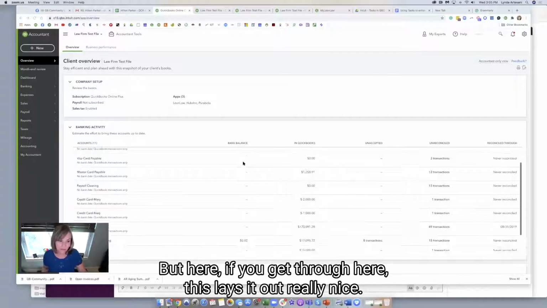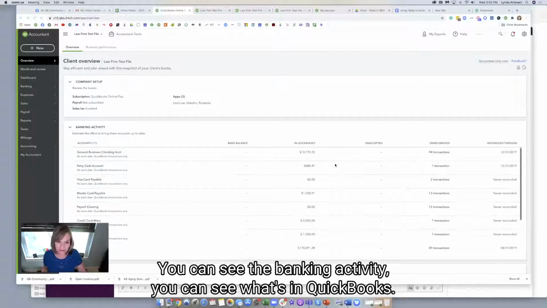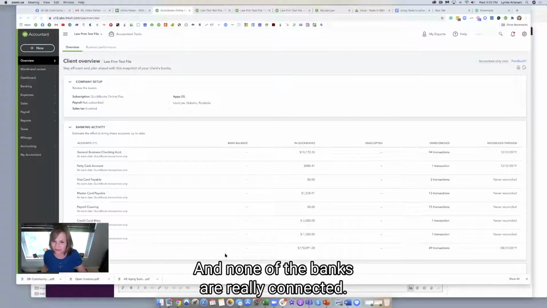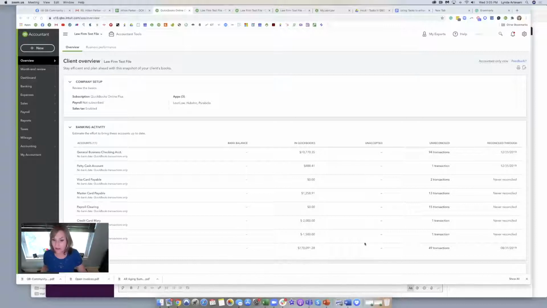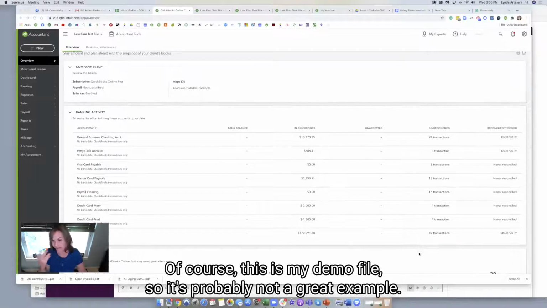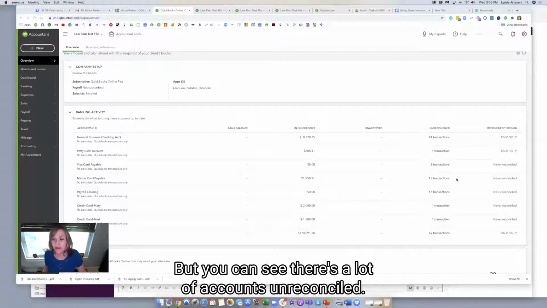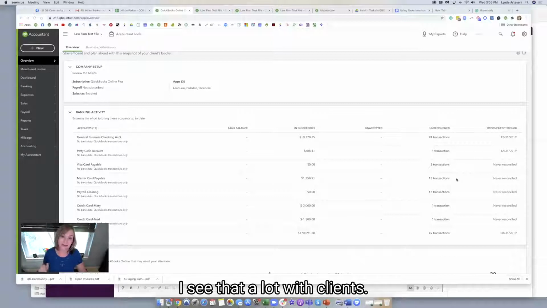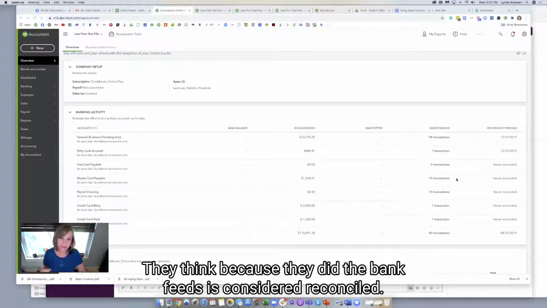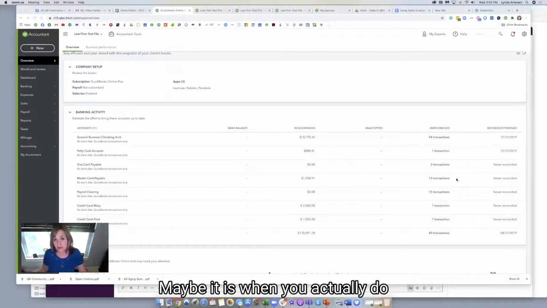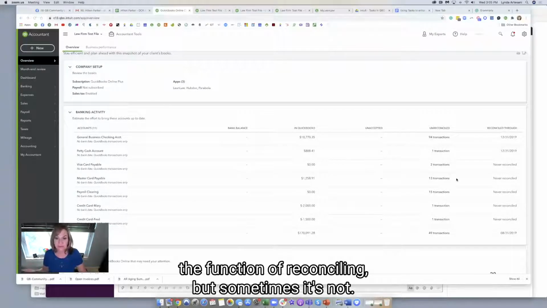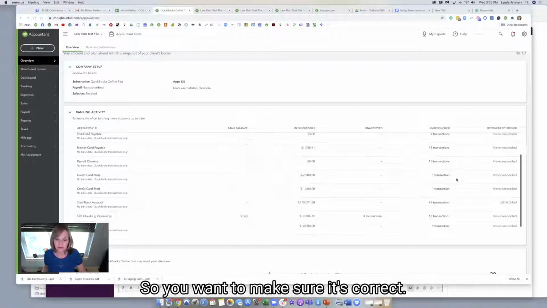But here, if you get through here, this lays it out really nice. You can see the banking activity. You can see what's in QuickBooks, that none of the banks are really connected. Things that are unaccepted, what transactions are unreconciled. Of course, this is my demo file, so it's probably not a great example, but you can see there's a lot of accounts unreconciled. I see that a lot with clients. They think because they did the bank feeds, it's considered reconciled. Maybe it is when you actually do the function of reconciling, but sometimes it's not. So you want to make sure it's correct.